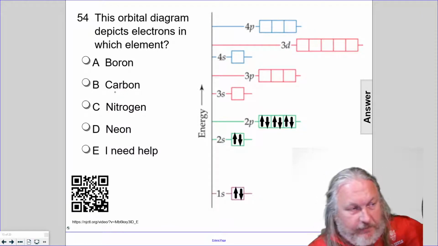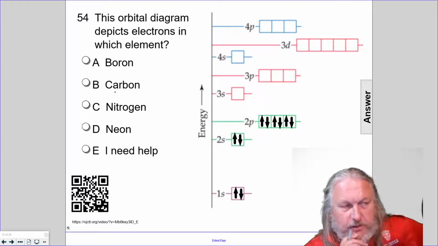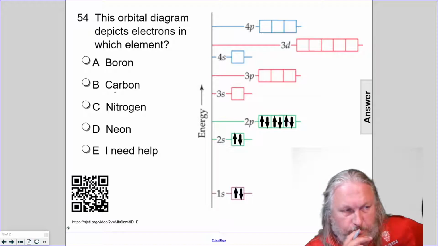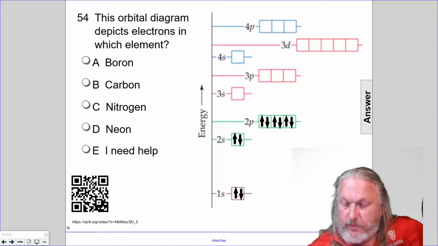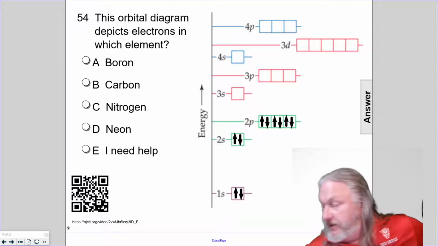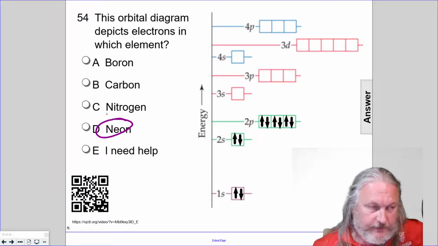The orbital diagram depicts electrons in which element? I'll let you do this. I'll pause. And of course, you count them: 1, 2, 3, 4, 5, 6, 7, 8, 9, 10. And that is, of course, neon. Element number 10, atomic number 10.